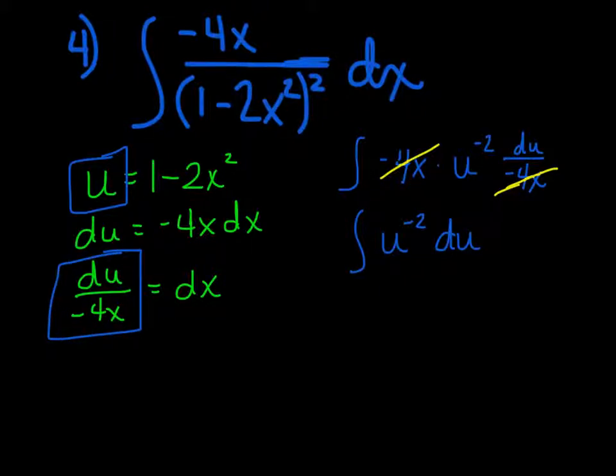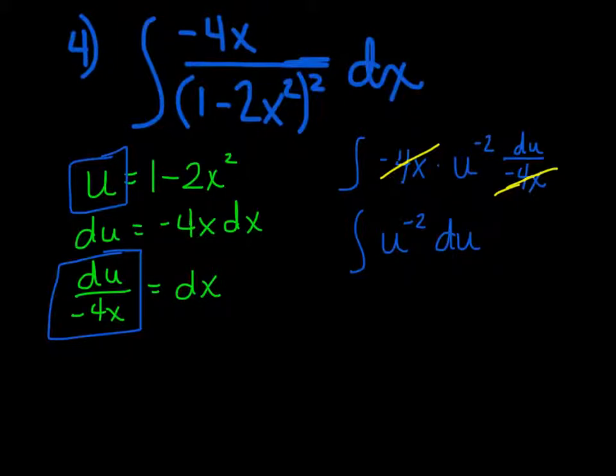All right, now substituting back into the original. We're replacing dx with du divided by negative 4x, and we're replacing 1 minus 2x squared with u. So I wrote that as the integral of, I kept negative 4x. I re-put this instead of over 1 minus 2x squared squared. I knew I was replacing this with a u, and I went ahead and changed it to a negative exponent. So I wrote it as u to the negative 2.